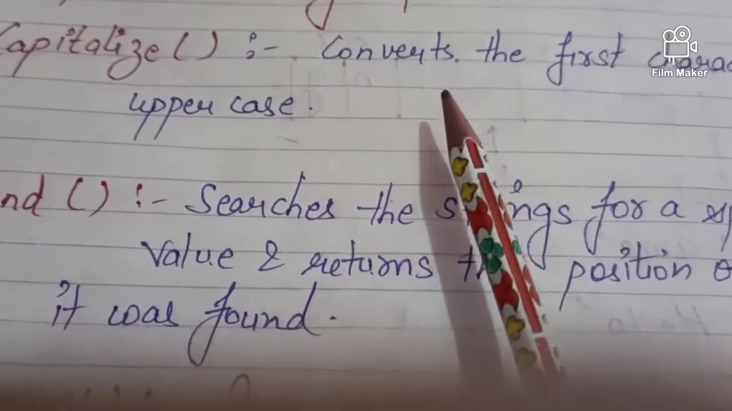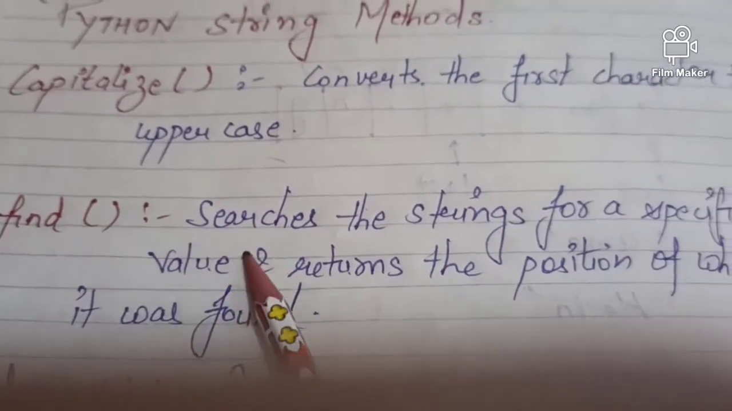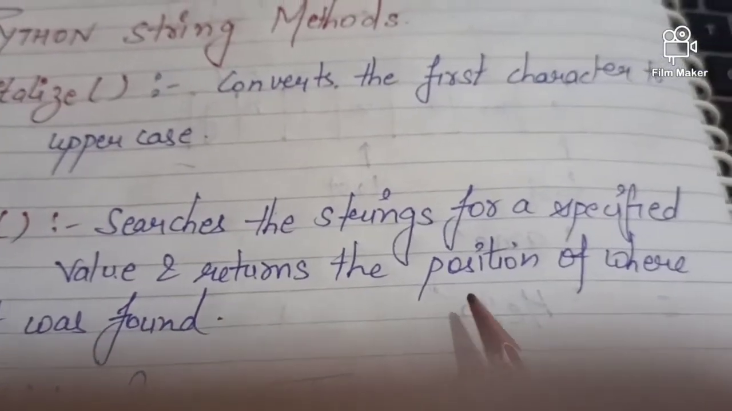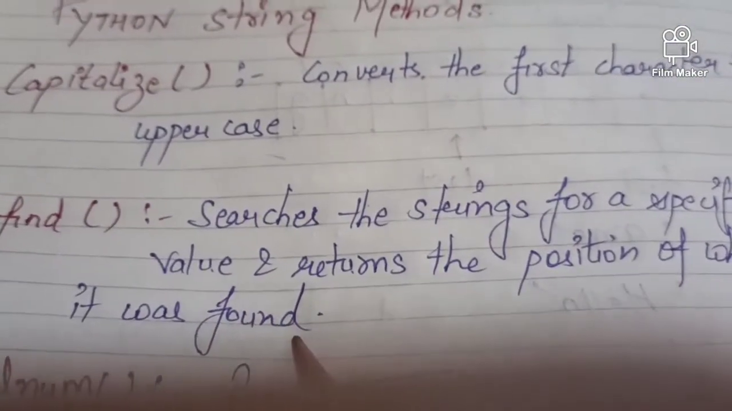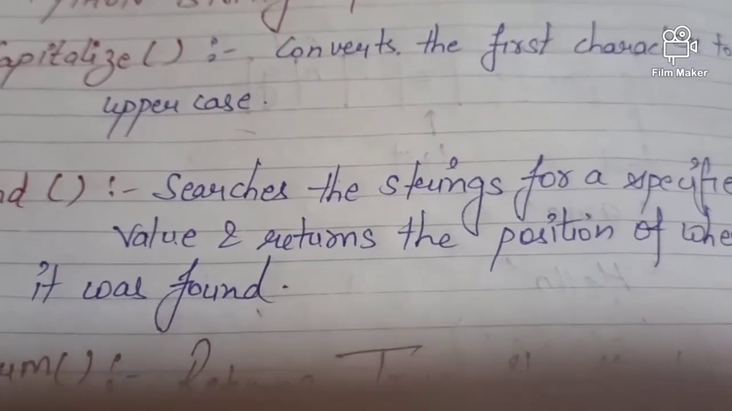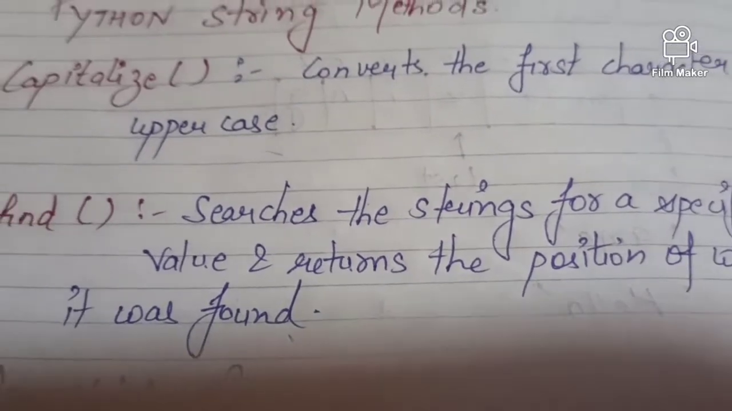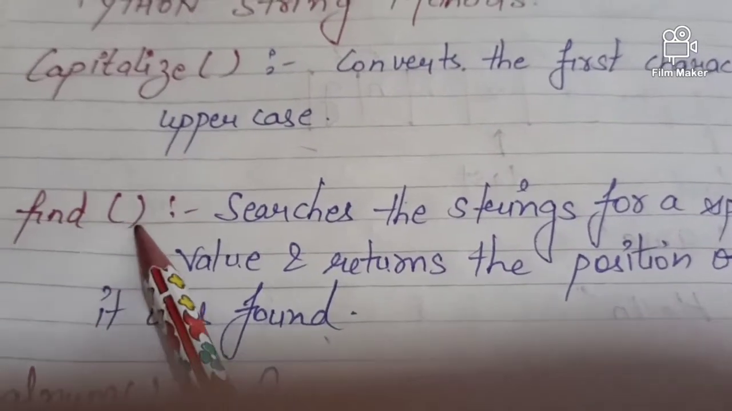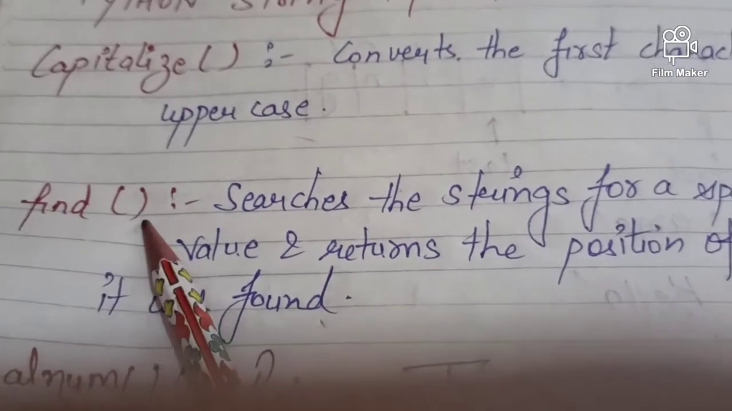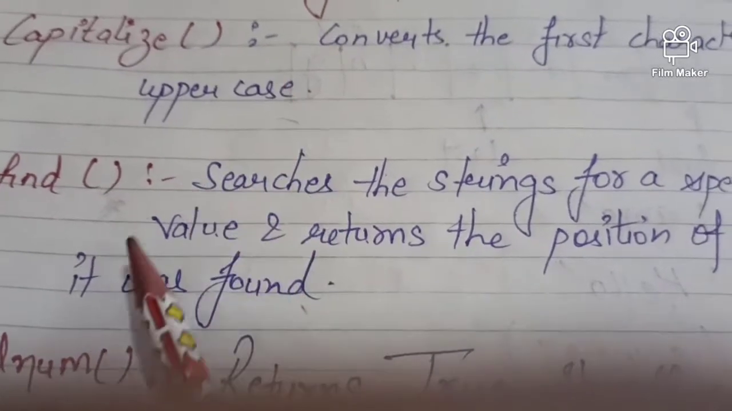I'll show you how. Then the second method is find. It searches the string for a specified value and returns the position of where it was found. Whatever string we have declared, if we want to know the position of any character, we can use the find method, and it returns the position where that word was found. Let's check practically.